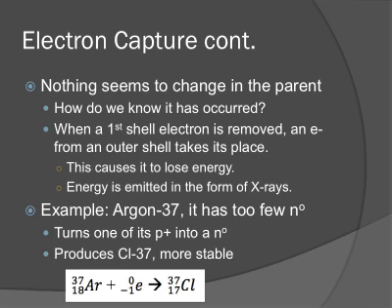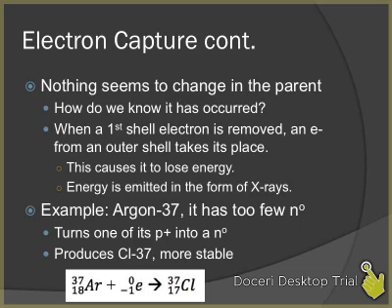So if argon steals one of its electrons from that first energy level, remember conservation of mass: what's on the left must be on the right. So if we do 18 plus a negative 1, we get 17, right? If we do 37 plus 0, we get 37. If you look up number 17 on the periodic table, what element do we see? Chlorine.